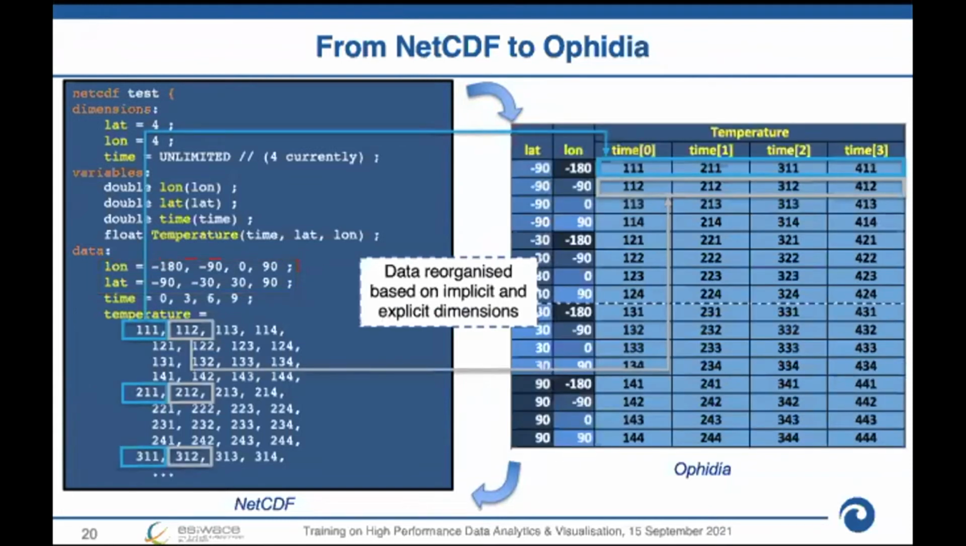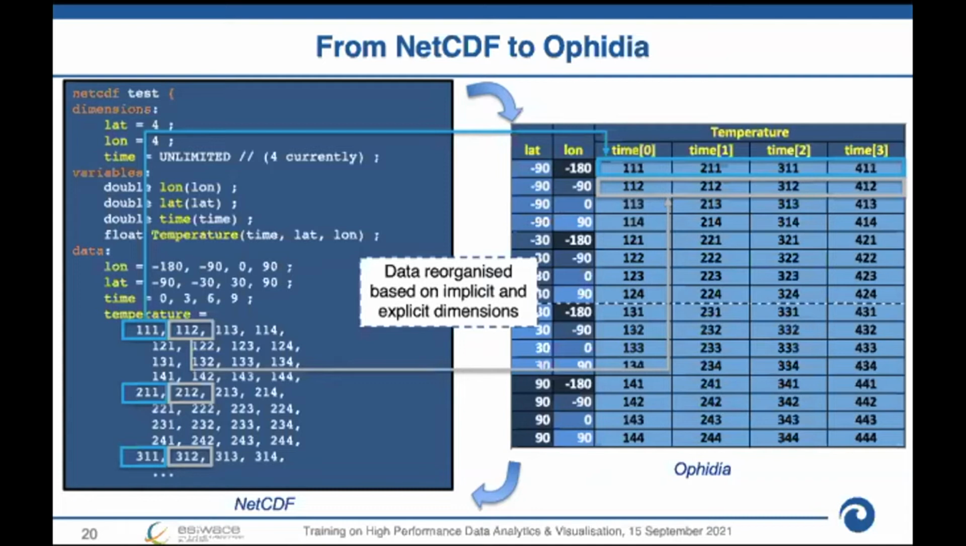Based on the selection of implicit and explicit dimensions, the values in the array can follow a different order than those in the NetCDF file. So by placing data contiguously in the array, it is possible to improve the efficiency of the processing, because when we run a particular operation, it will be quicker to access this data from the memory.